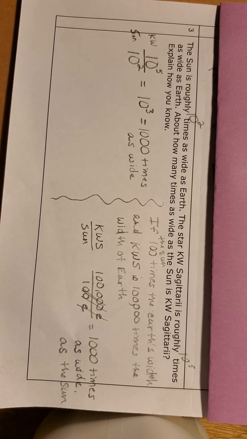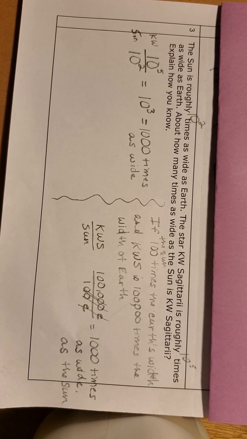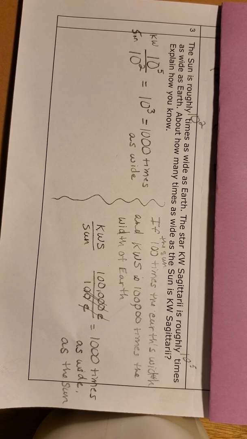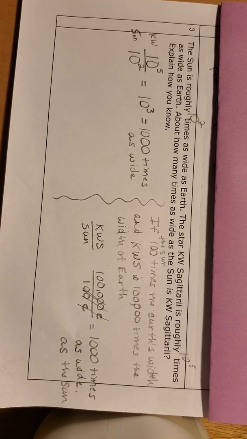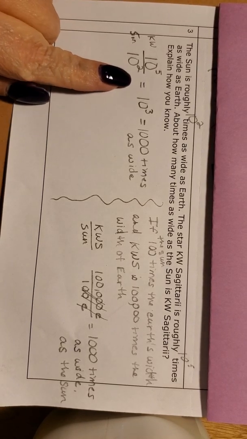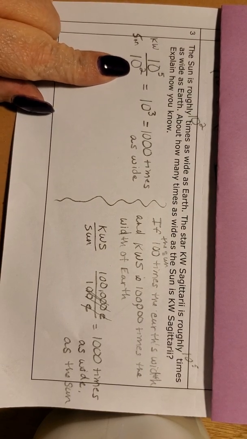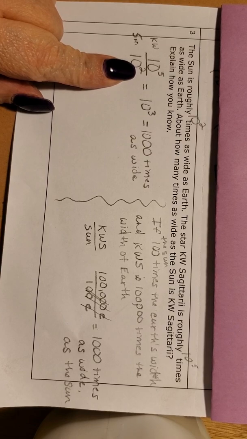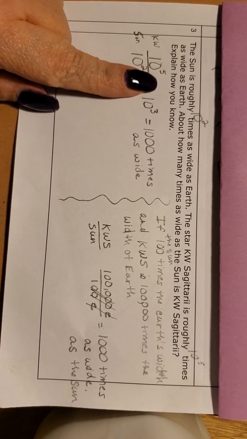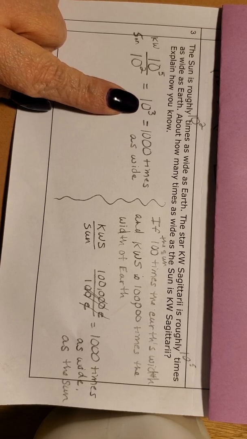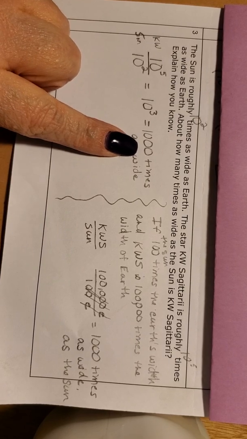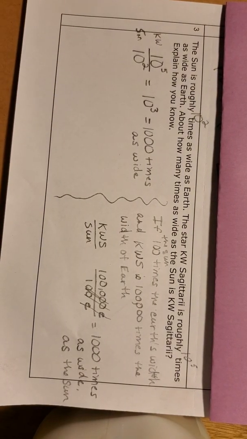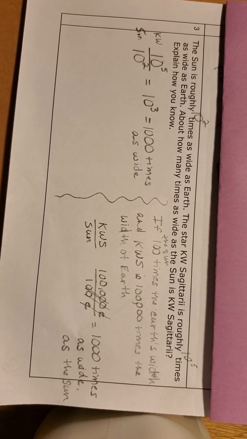Explain how you know. Well, if KW Sagittarius is 10 to the 5th times the width of the earth, and the sun is 10 to the 2nd times the width of the earth, then canceling out the earth, we have 10 to the 5th over 10 to the 2nd, which means we're dividing, and we subtract our exponents. 10 to the 5th divided by 10 to the 2nd gives us 10 to the 3rd power. 10 to the 3rd power is 1,000. Therefore, KW Sagittarius is 1,000 times as wide as the sun.